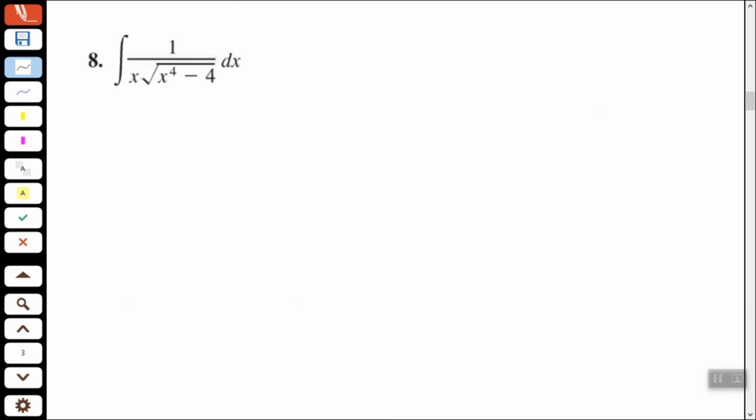Okay, what about number 8 here? We have the integral of 1 over x times the square root of x to the fourth minus 4, and that looks like that secant. Remember the secant. So if we have 1 over u times the square root of u squared minus a squared du, that equals 1 over a times the inverse secant of the absolute value of u over a plus c.